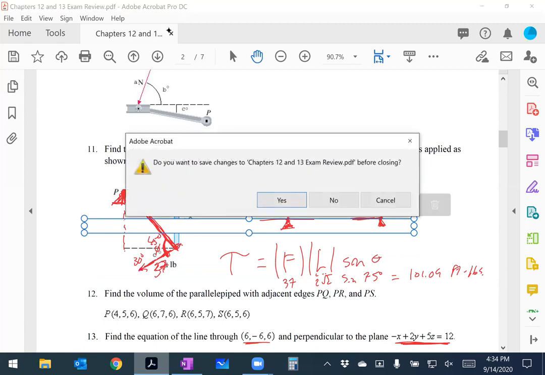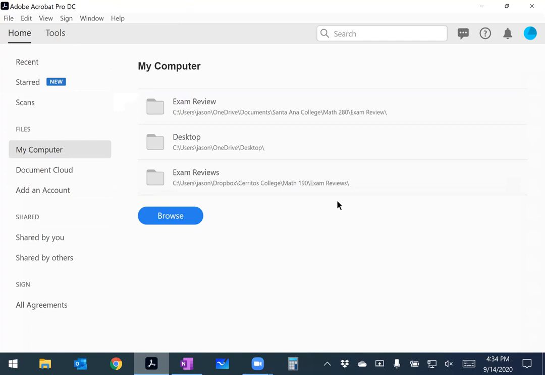Wait. Do you want to save changes? No, definitely not.